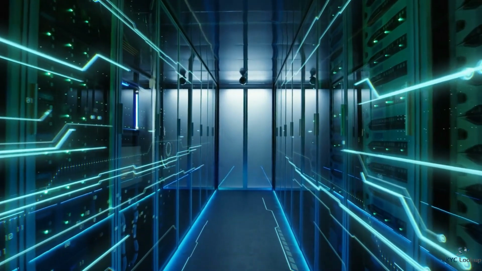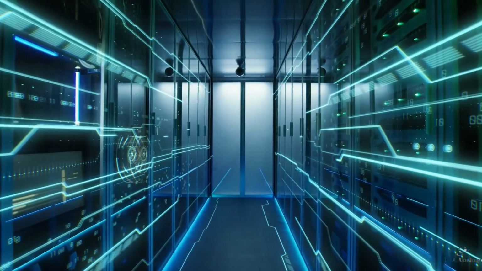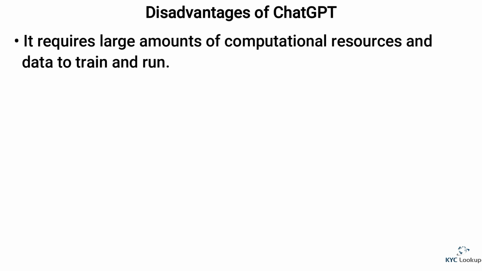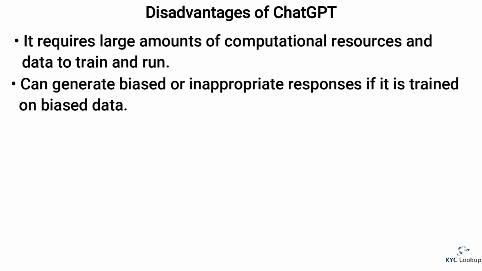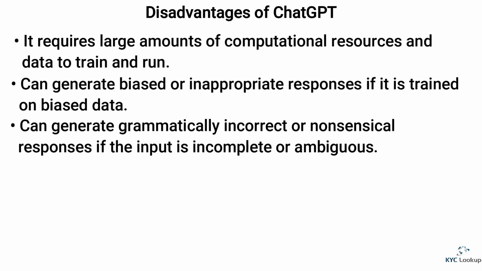But what are the disadvantages of using ChatGPT? It requires large amounts of computational resources and data to train and run. Can generate biased or inappropriate responses if it is trained on biased data. Can generate grammatically incorrect or nonsensical responses if the input is incomplete or ambiguous.